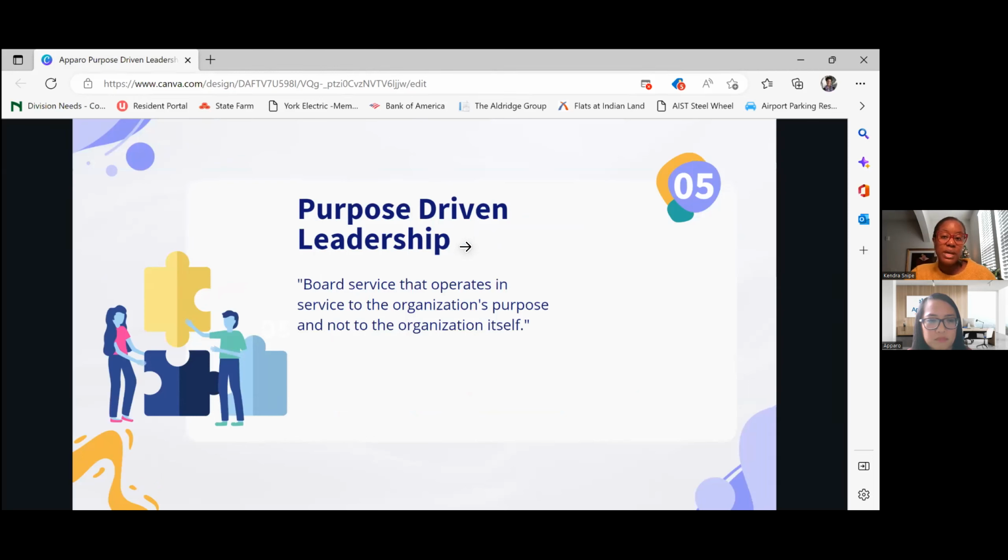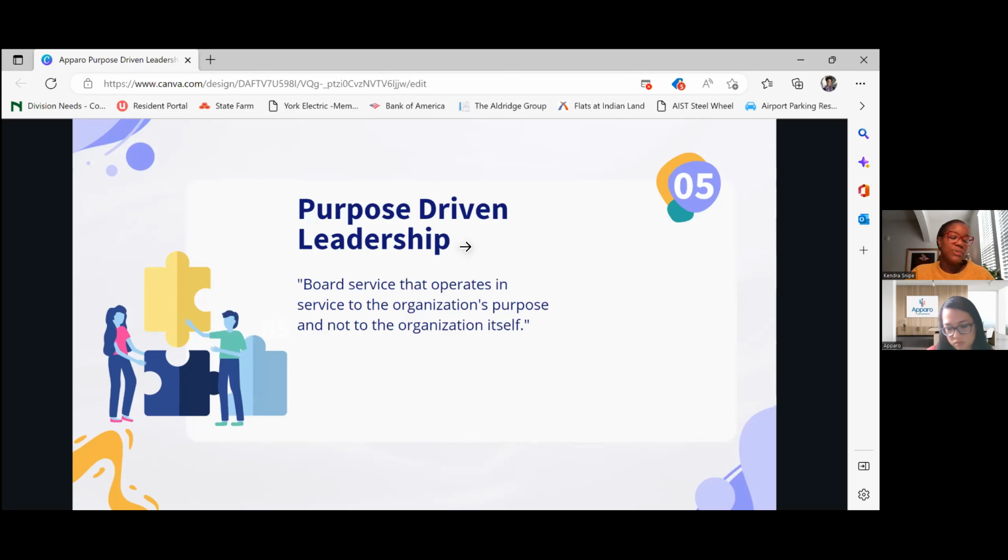So now we're moving into section 5, purpose-driven leadership. That is the namesake for this webinar. The Stanford Social Innovation Review wrote this article, The 4 Principles of Purpose-Driven Board Leadership. When I read this article, it really did something to the way that I thought about how to structure the board that I'm leading.